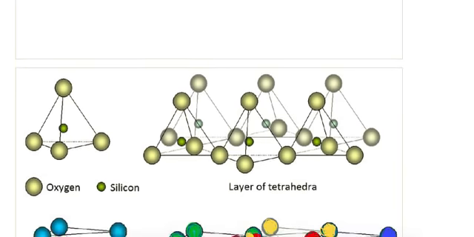The tetrahedral sheet is made up of 4 oxygen atoms and 1 silicon atom. The oxygen atoms are placed at the tips of the tetrahedron and the silicon atom is placed inside the tetrahedron. This is one tetrahedron unit, and when these units are connected, they form a sheet-like structure, which we call the silica sheet.